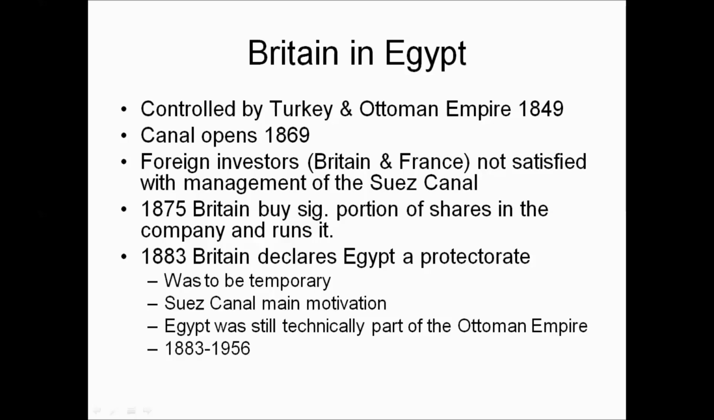So they're not satisfied with the management that is occurring in this new canal. So they are going to buy up, specifically Britain's going to buy up significant portions of shares in the company that runs the canal in 1875, and as a result they're going to feel like they are in charge of this whole area. So by 1883 Britain is going to declare Egypt a protectorate, meaning I'm going to protect you.